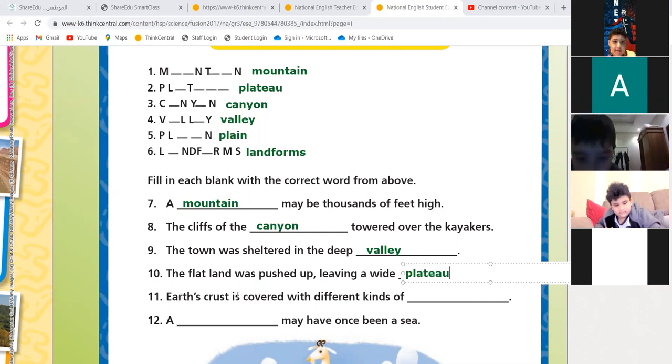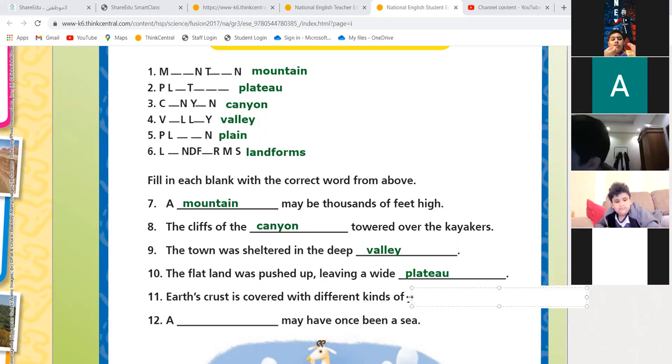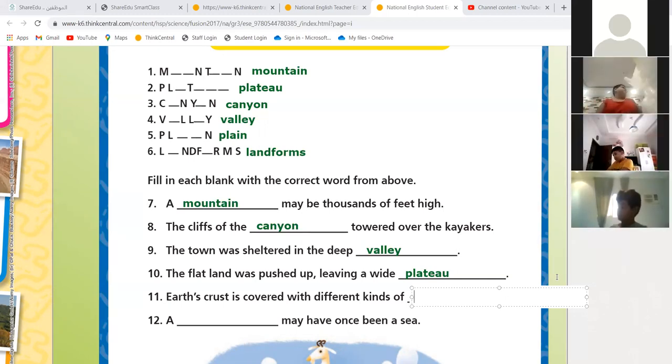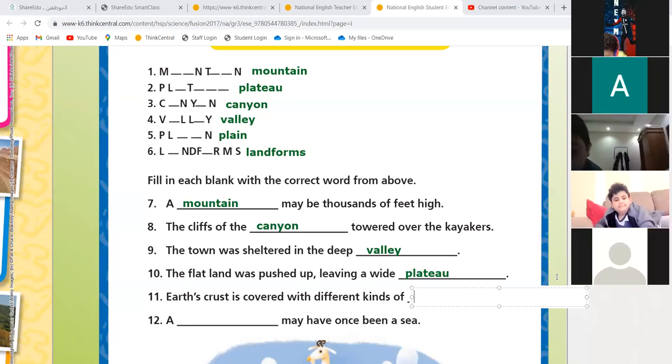Now, Iyad, can you do number 11? Earth's crust is covered with different kinds of? Layers. I mean landforms. Mindili, you are correct, but why are you taking your friend's turns? This is not cool. Yes, it's landform.